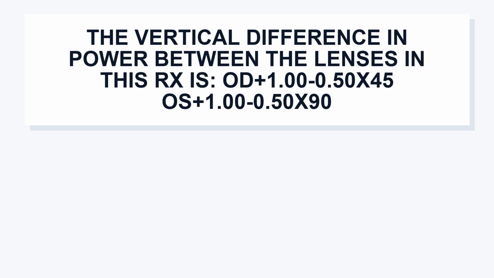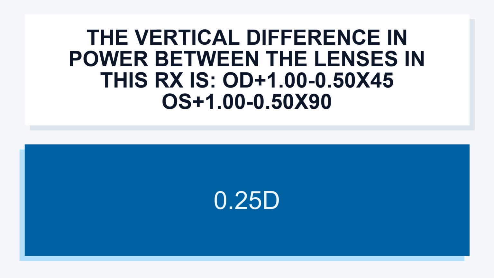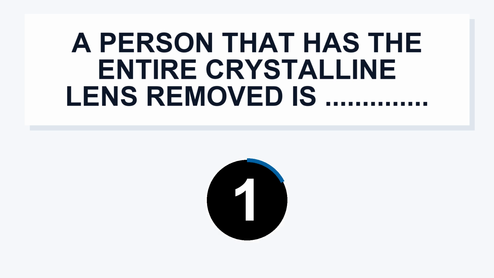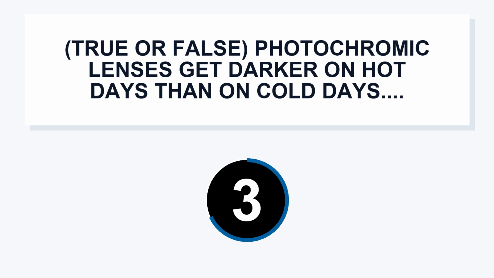The vertical difference in power between the lenses in this Rx: OD +1.00 -0.50 x 45, OS +1.00 -0.50 x 90. 0.25 D. A person that has the entire crystalline lens removed is aphakic. True or false, photochromic lenses get darker on hot days than on cold days. False, the opposite.